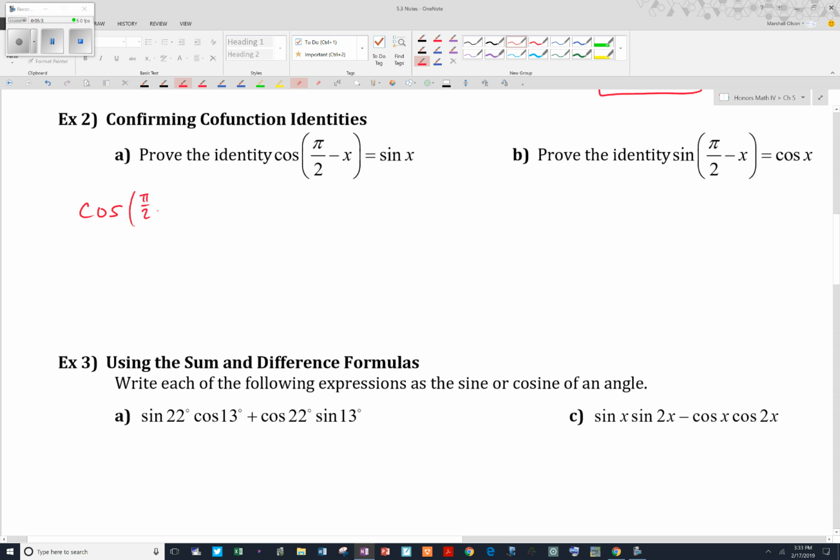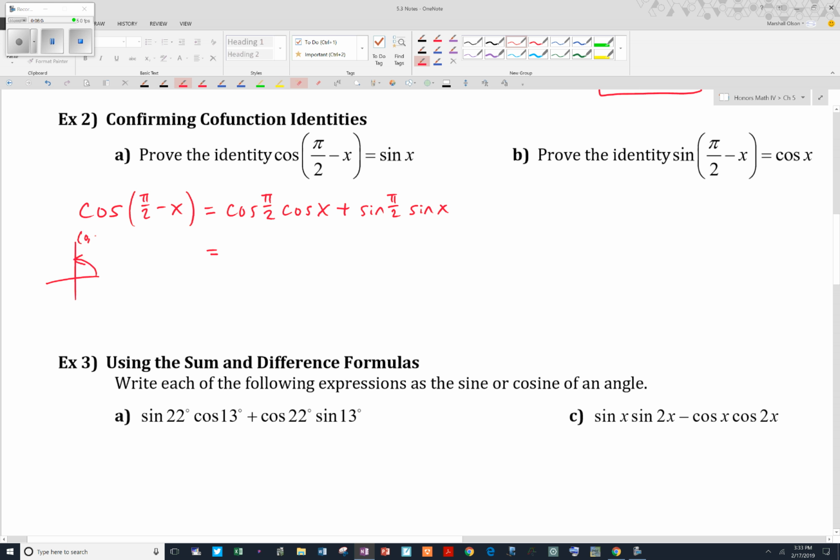So for example, if I want to verify that the cosine of pi over 2 minus x equals the sine of x, then I can use the cosine difference formula and expand this out. Cosine difference has addition in it. Now I've expanded that out. Now I just want to evaluate the angles that I know the values of. Cosine of pi over 2, think about where pi over 2 is, right there.